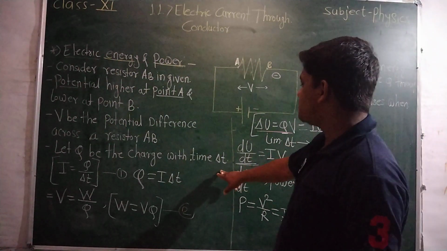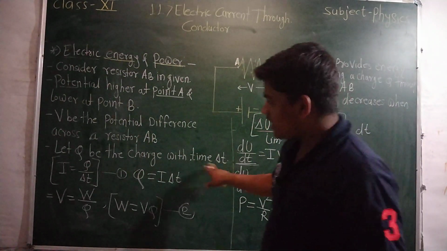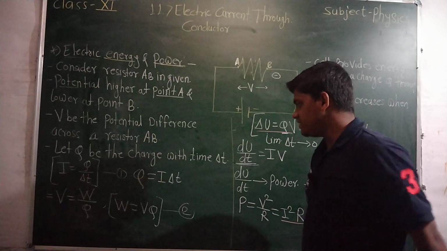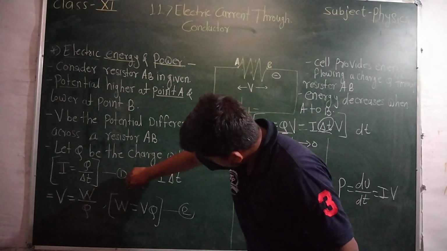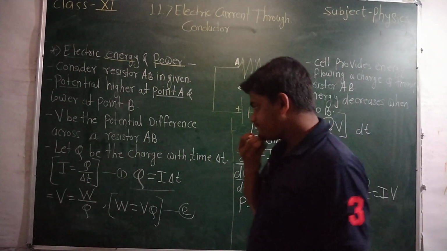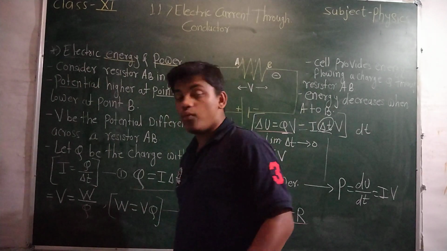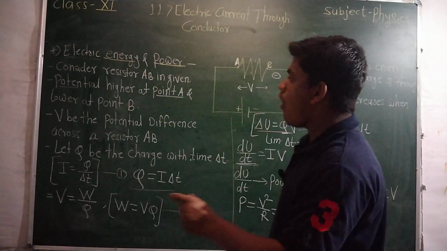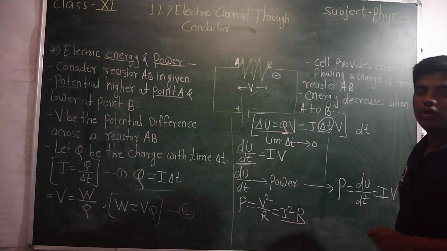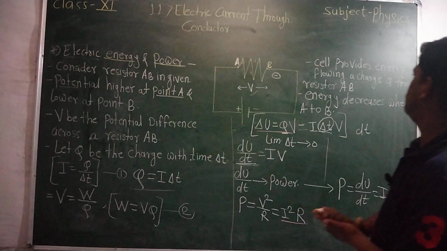Let Q be the charge flowing in the time delta T. Then I use the formula for I, the rate of flow of charges. V is the potential difference, and work is done when the charges flow through some potential difference, that is, work done is equal to V into Q. This is equation number 2.